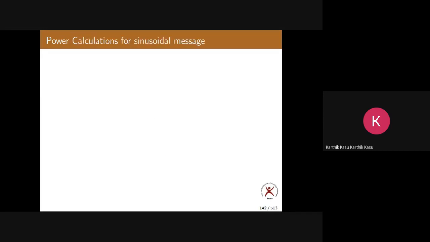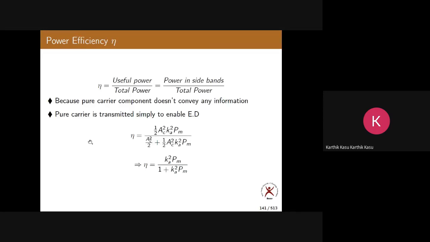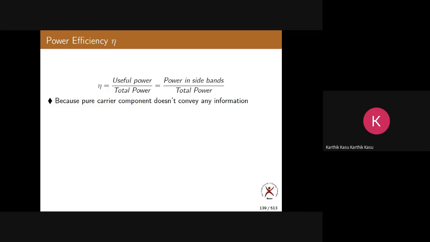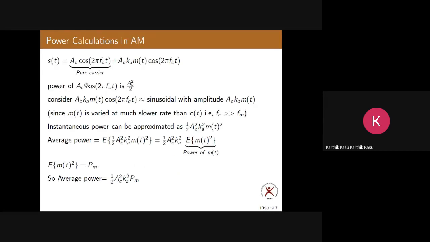Now you can ask me, just now I told you the carrier does not carry any information. So let me go back. This pure carrier does not convey any information. Then why are you transmitting it? If it is not carrying any information, why are you transmitting that carrier? That is the question, right?